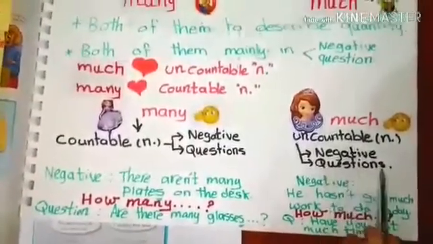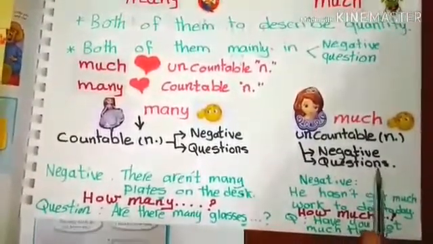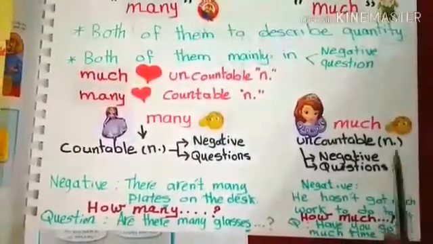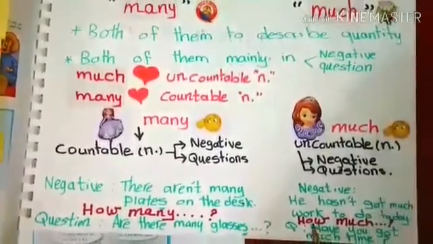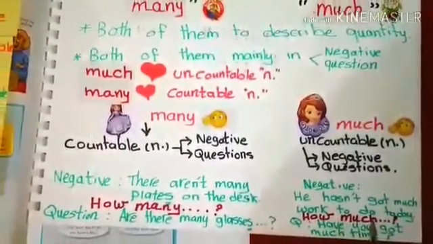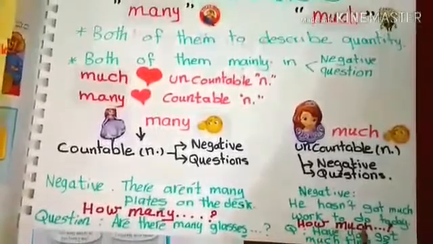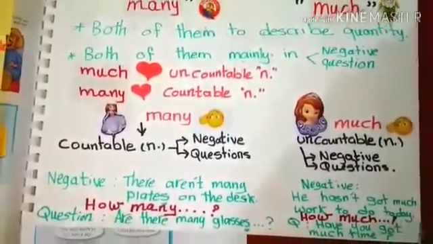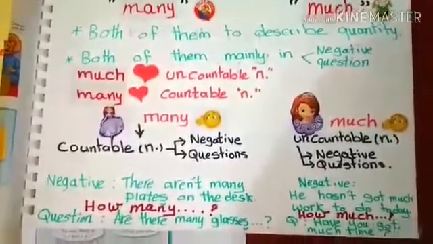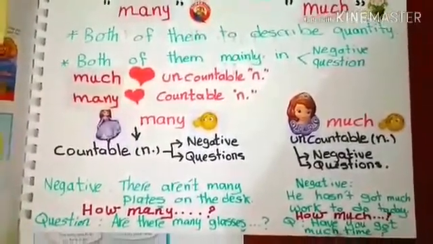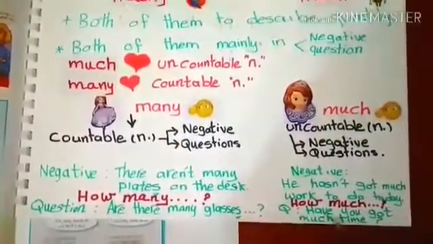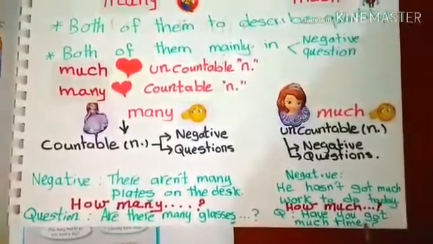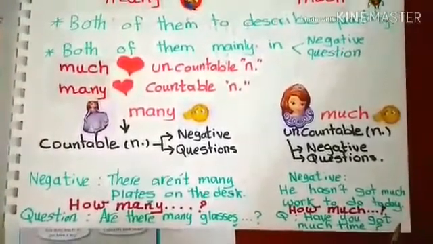What about the question? If you want to make a question with much, you should say how much. You can say: how much sugar do you want? Or: have you got much time? Both sugar and time are uncountable nouns.